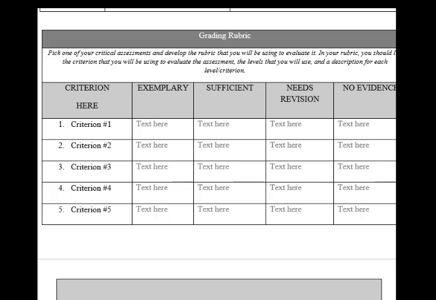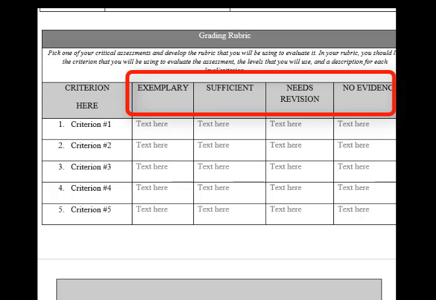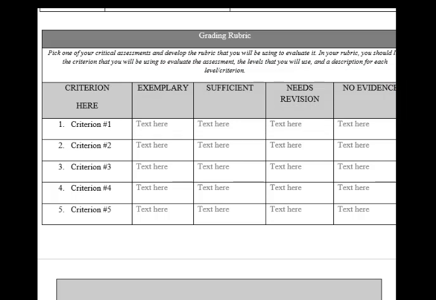Is it exemplary? Is it above average? Or is it just sufficient? Or does their performance need revision? Are there significant problems or errors? Or are they not meeting any of the performance criteria that we're looking for? Is there no evidence that is provided? And that concludes stage 2.